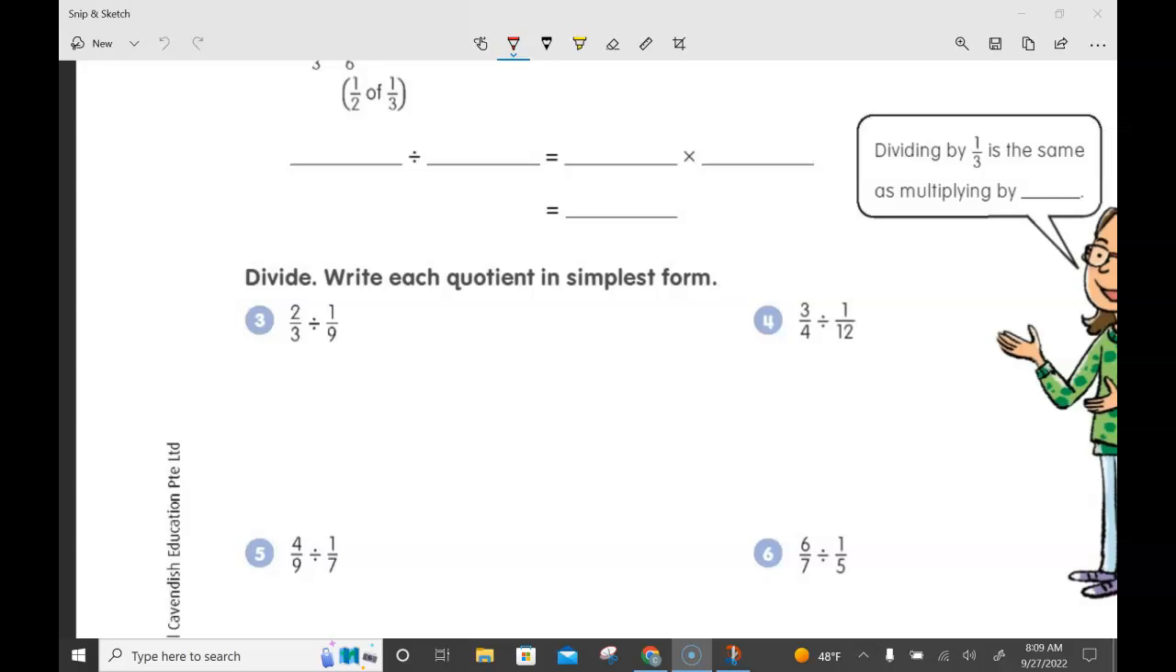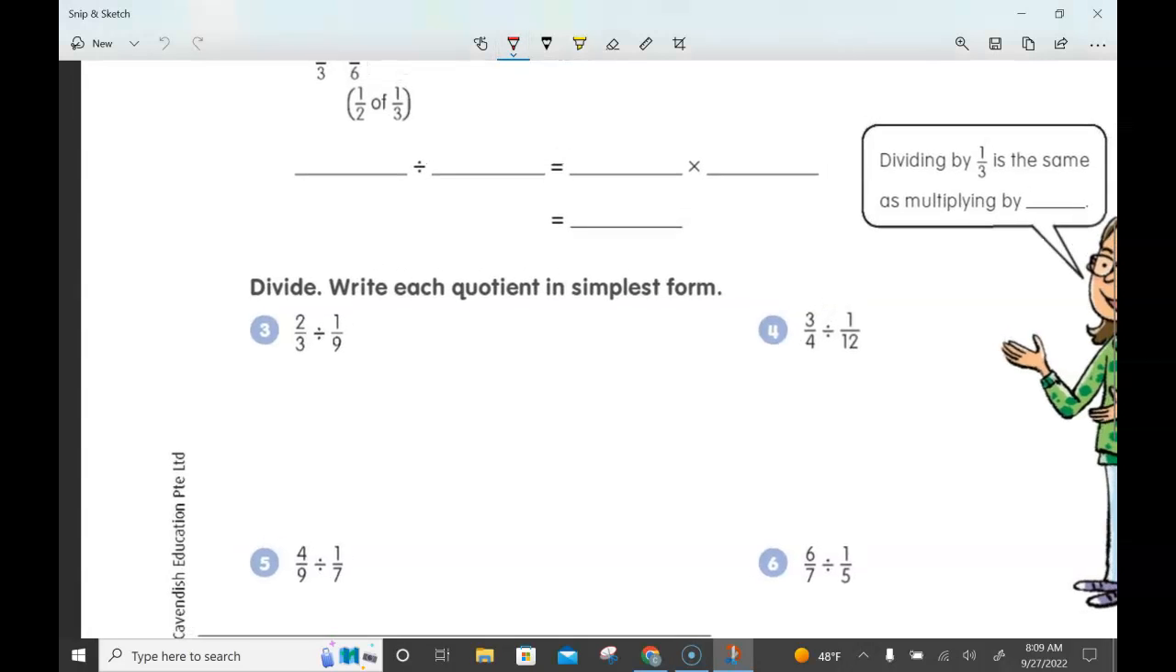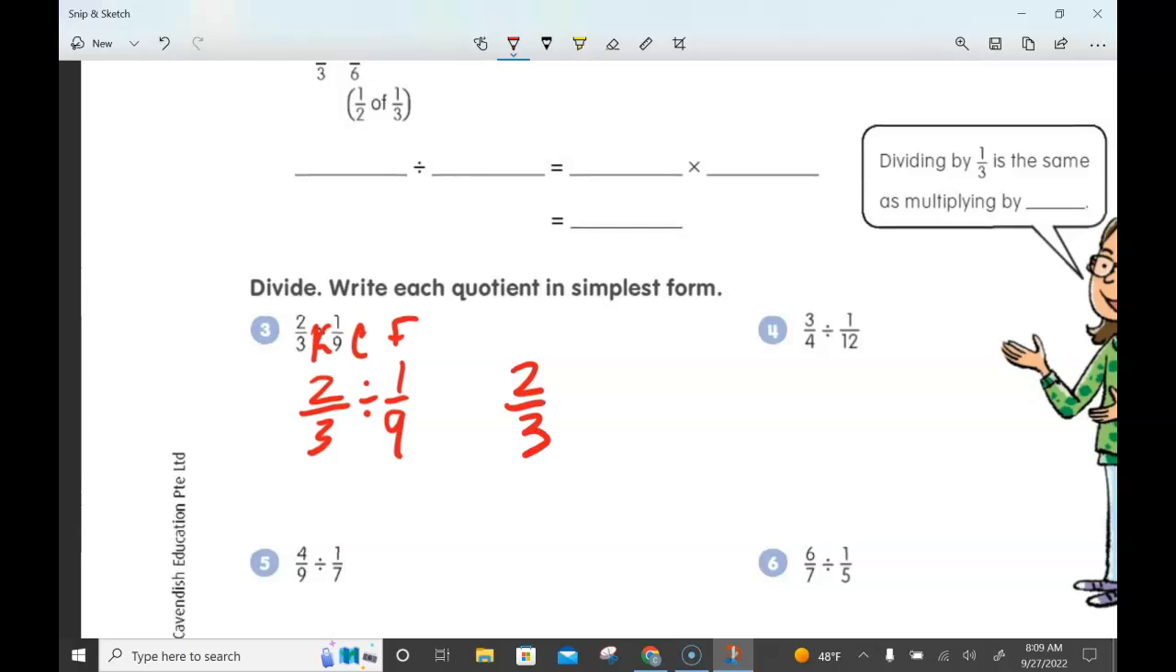All right, now we're going to flip over to page 95, and we're going to do number 3 on page 95. Let's go ahead and get there. Now we have 2/3 divided by 1/9. So we don't have any whole numbers or anything like that, so we can just keep, change, flip. So we keep the 2/3, change division sign to multiplication, and then flip that 1/9 to 9/1. Now that we have done this, we can just multiply.